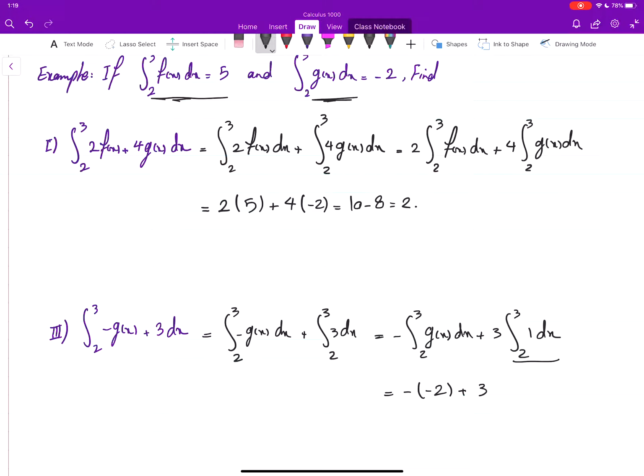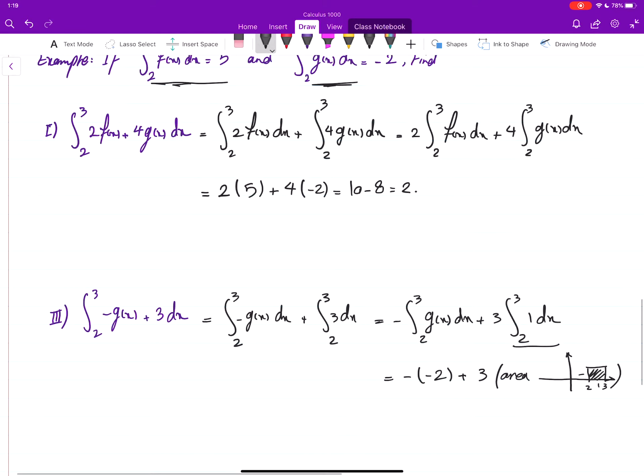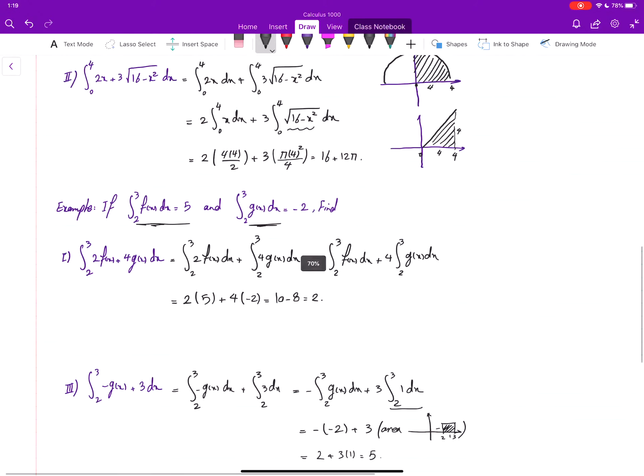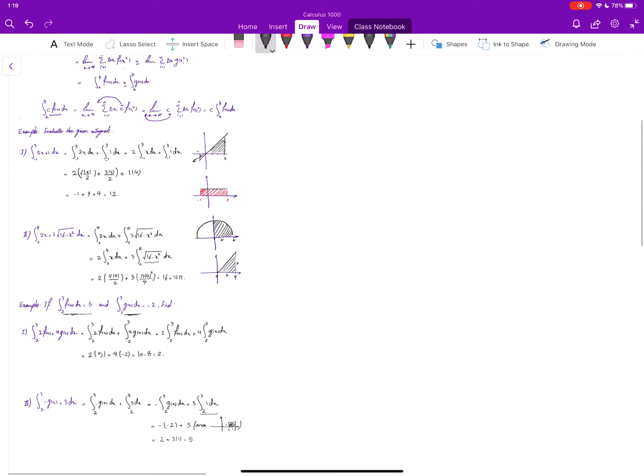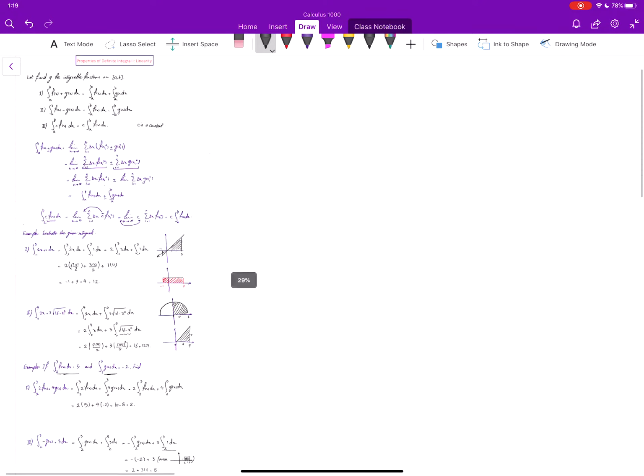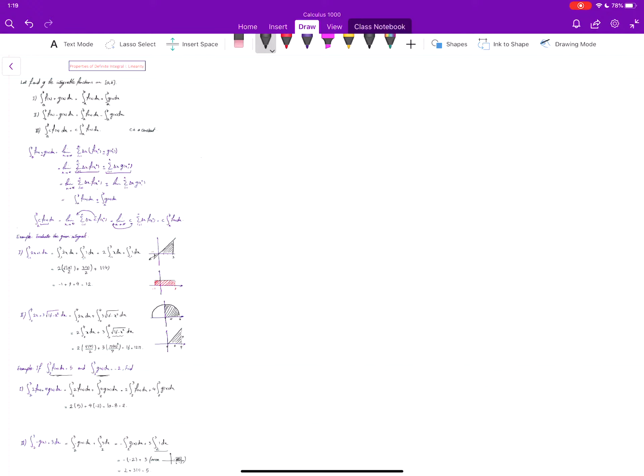the area of this rectangle from 2 to 3, with height 1. This is 2, 3, and this is 1. So this is the area of that. This will give us 2 plus 3 times 1, which is equal to 5. So you have to be able to apply these properties and break down the integral into smaller pieces that you can evaluate, and then add them at the end to get the final result.